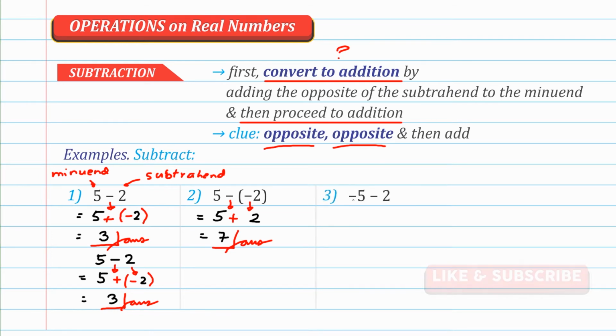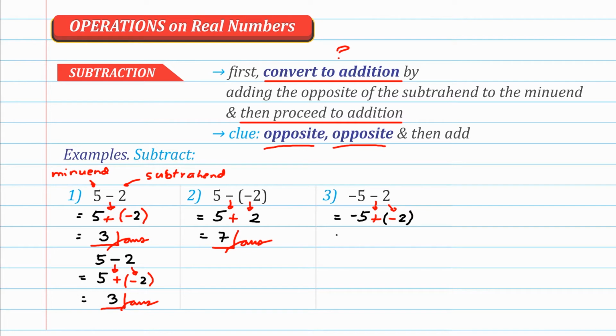Okay, let's have some more. What if this time we have negative 5 minus 2? Again, we convert since this is minus. So copy the first number here, the minuend. Don't ever change that. And then opposite, opposite. What's the opposite of minus? It's plus. What's the opposite of positive 2? It's negative 2. Therefore, you have this. Again, let's check. Minus becomes plus. Positive 2 becomes negative 2.